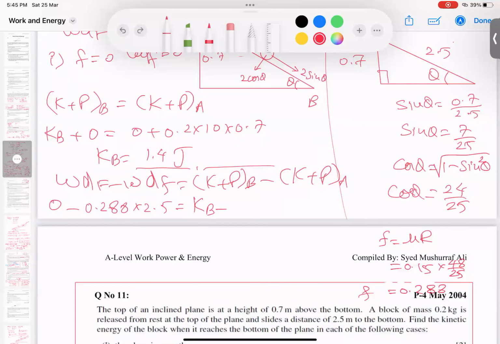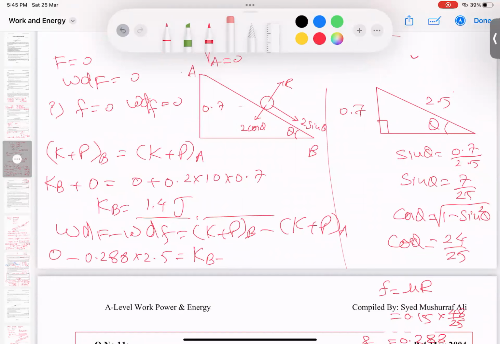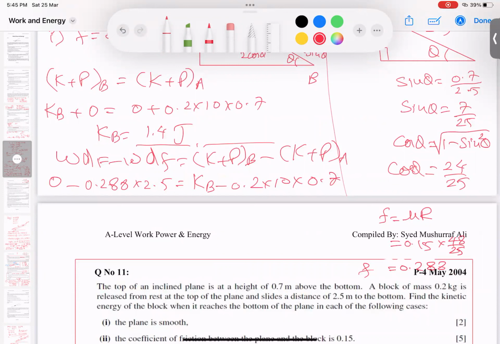So I'm writing this directly 0, and kinetic energy at A is also 0, and potential energy is my target, and that is simple: mgh. Mass is 0.2, g is 10, and height is 0.7. So I think it's a matter of just typing in the calculator. Negative 0.288 into 2.5, plus 0.2 times 10 times 0.7. And this is coming to 0.68 joules kinetic energy. So I think the answer is 0.68 joules. So I hope the point is very clear.